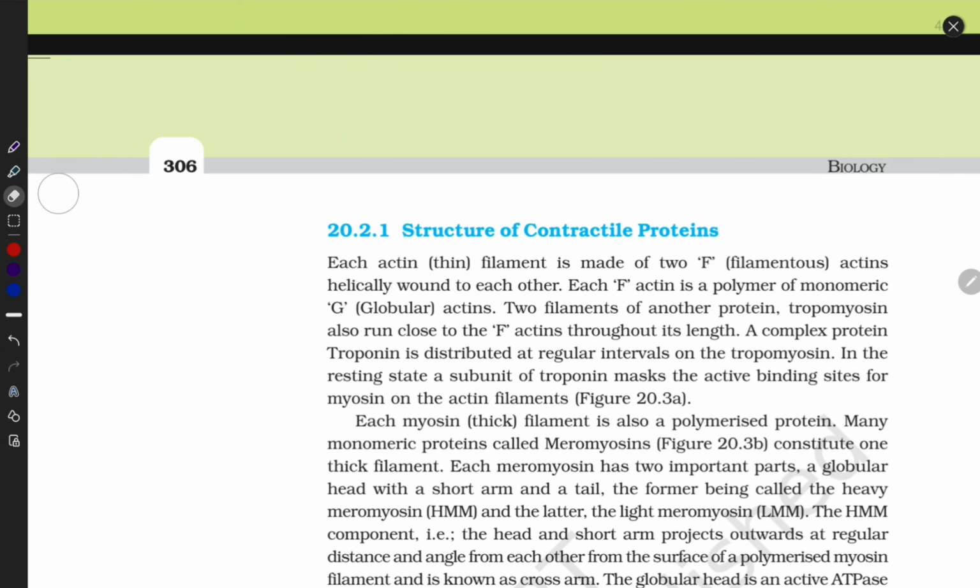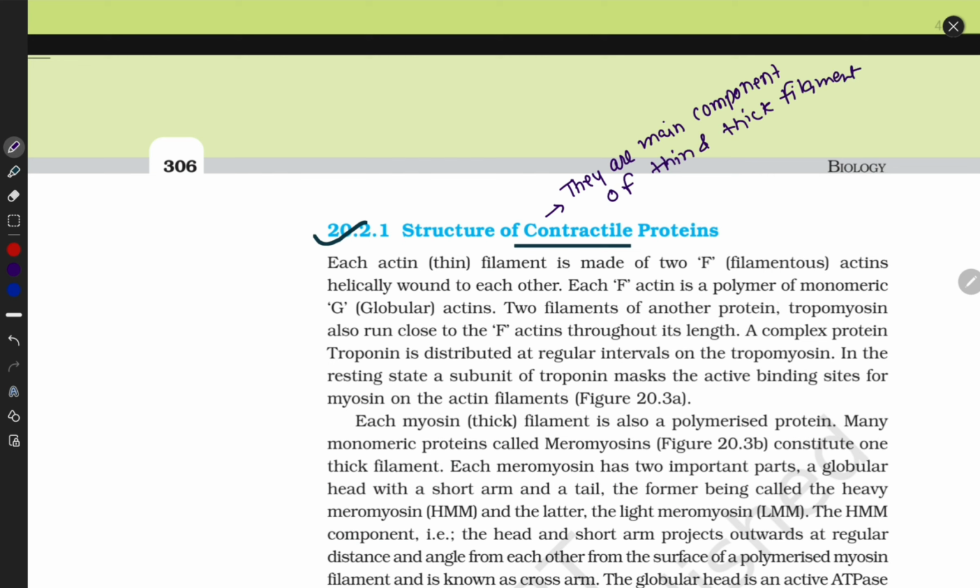Let's start with the structure of contractile proteins. Now, what is a contractile protein? Guys, they are the main component of thin and thick filaments.